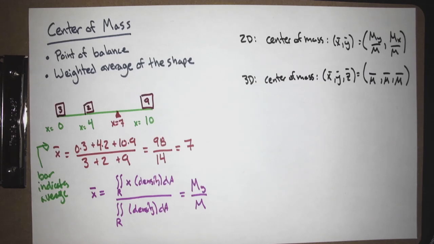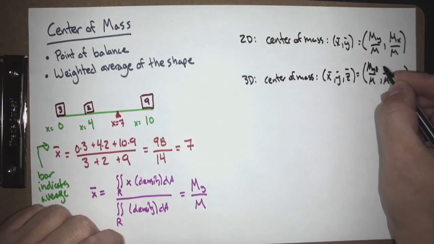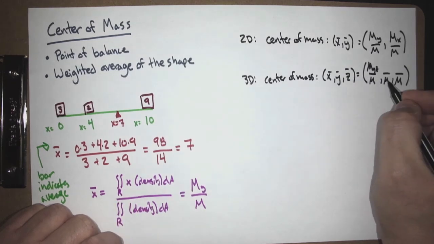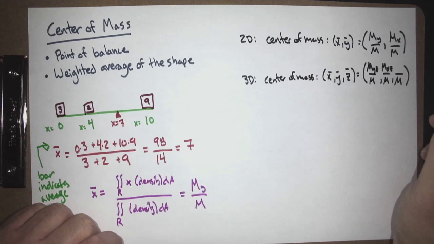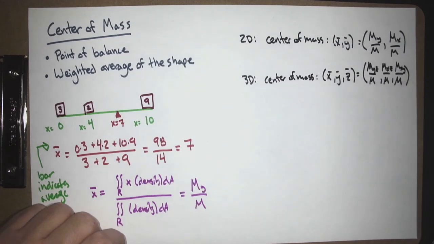Moment with respect to what? YZ. Because that's the moment where the distance is x. Similar to what we have here. What goes in the second category, the second entry? XZ, yep. And the third? XY. All right.